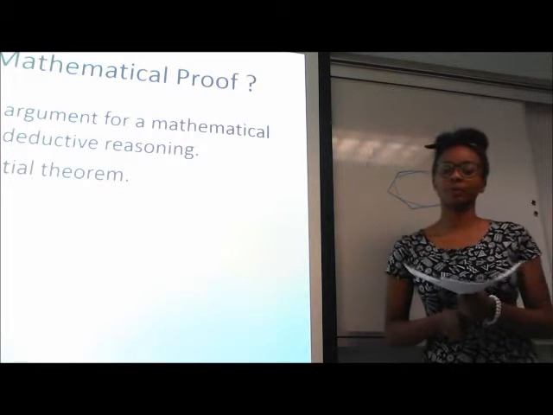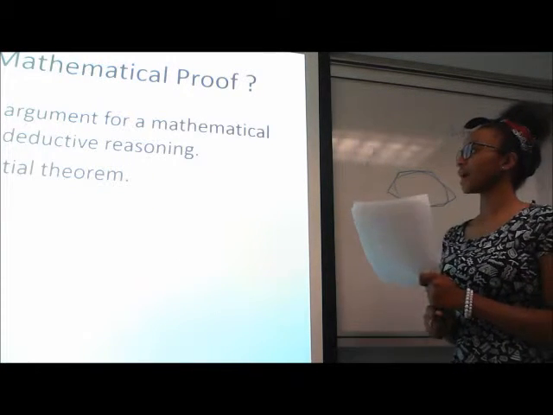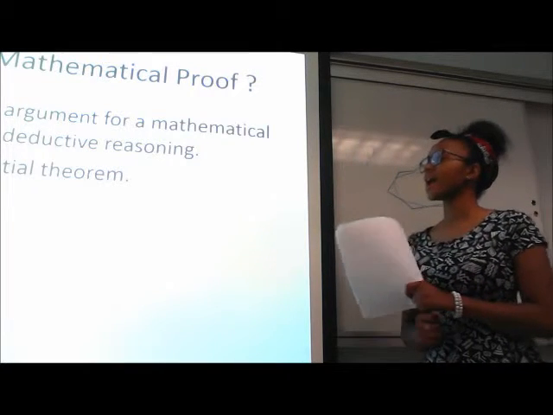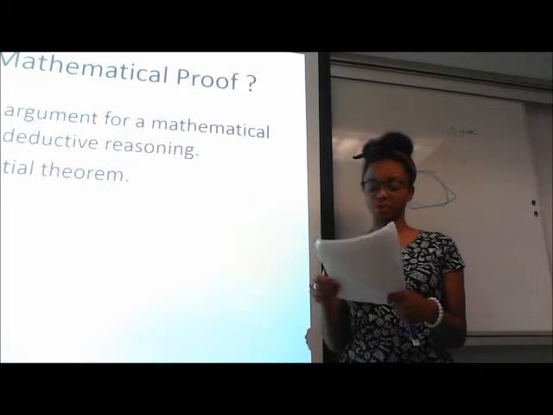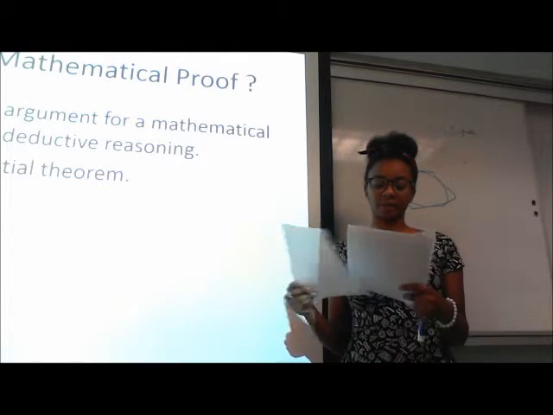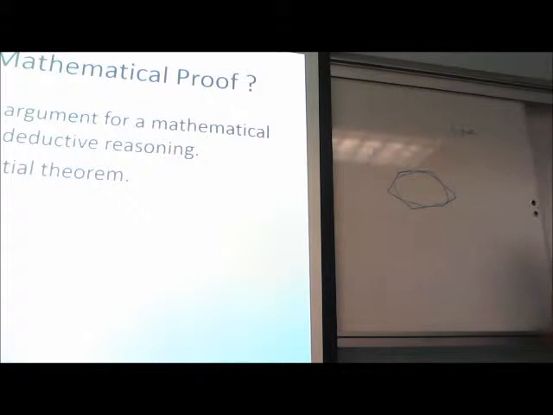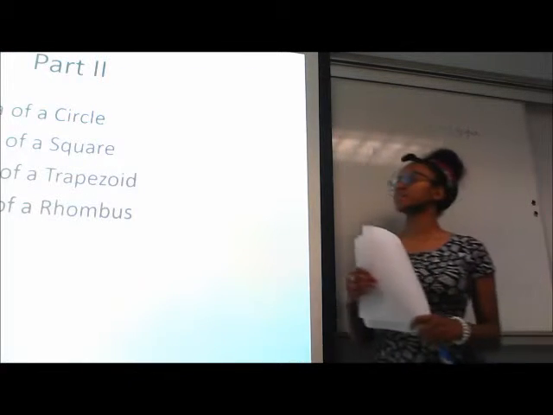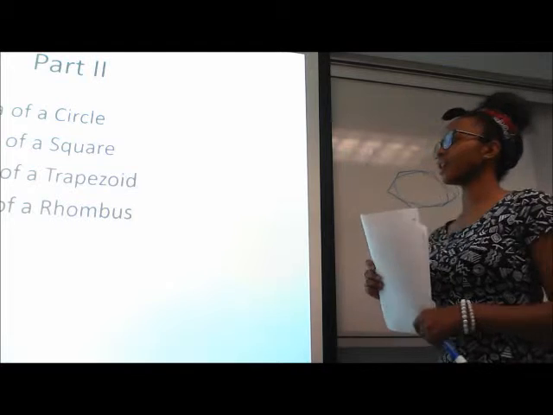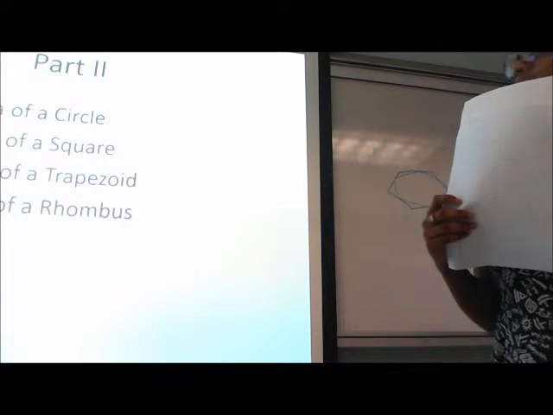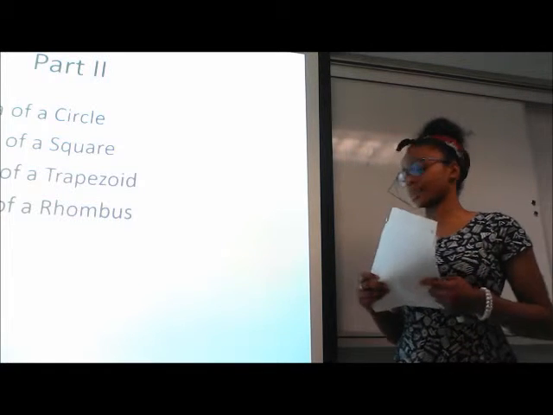What is a mathematical proof? A mathematical proof is a mathematical argument for a statement using deductive reasoning that also supports a potential theorem. So it's just kind of like proving a theory. Part 2 will consist of finding the area of a circle, finding the area of a square, finding the area of a trapezoid, as well as finding the area of a rhombus.